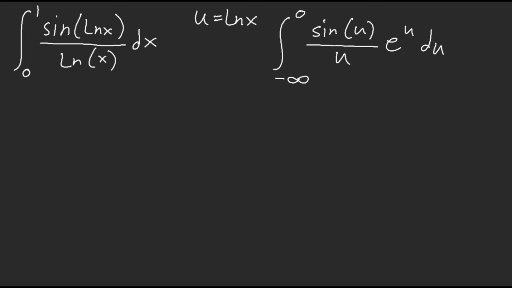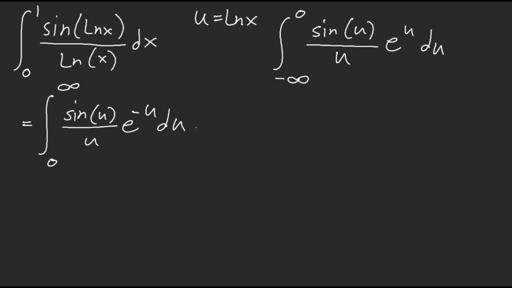However, there's one simple thing that we can do to turn this into a Laplace integral, and that's literally letting u equal negative x. And so now this is just the same thing as from 0 to infinity of sine of u over u times e to the negative u. Now, this is simply a Laplace of sine of u over u. So this is using the Laplace integration property. Our s is technically 1.